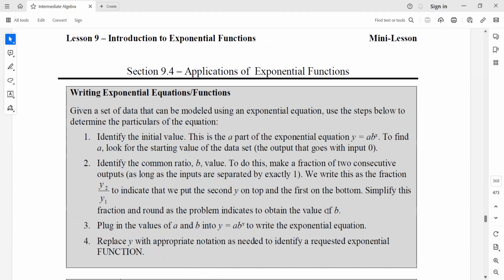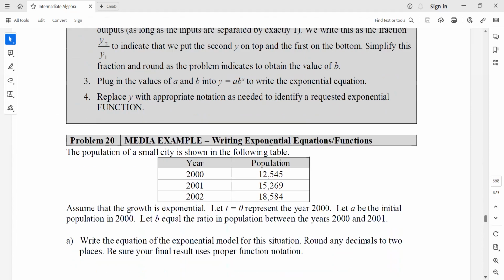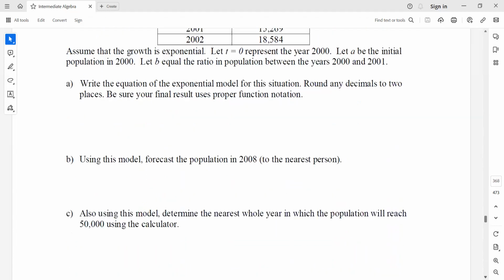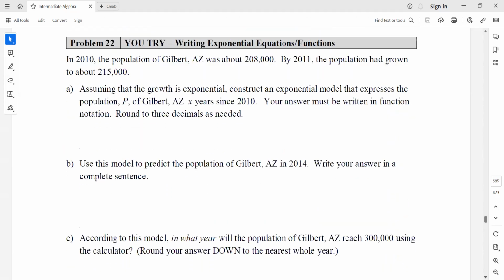Again, just as we've looked at applications of several functions, we want to do the same thing here. This first one is a media example, so please go back and watch the video. But I want to start by looking at this one. Again, this is an application problem. In 2010, the population of Gilbert, Arizona was about 208,000. By 2011, the population had grown to 215,000.